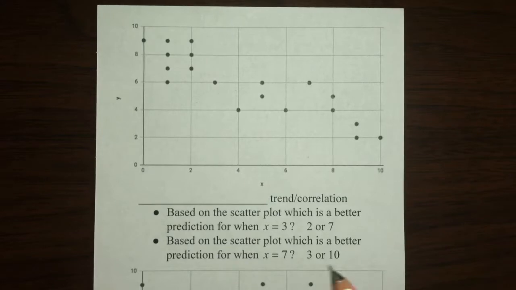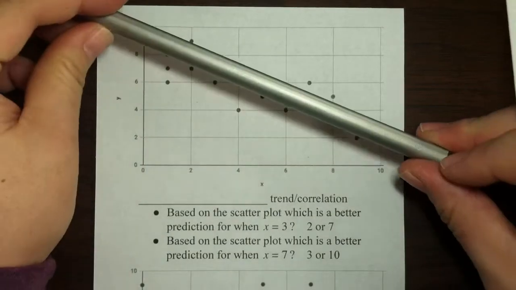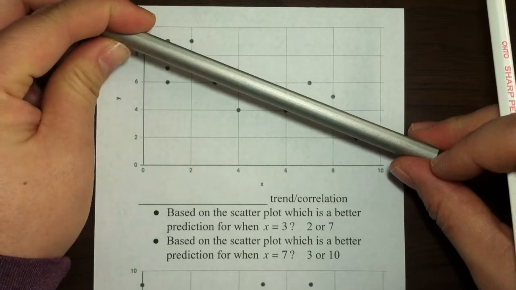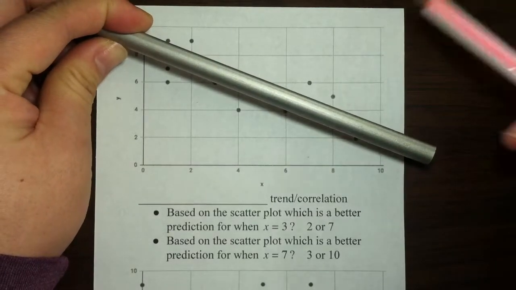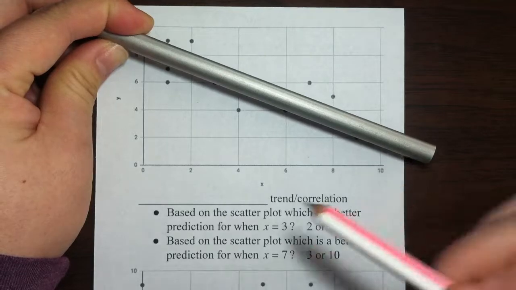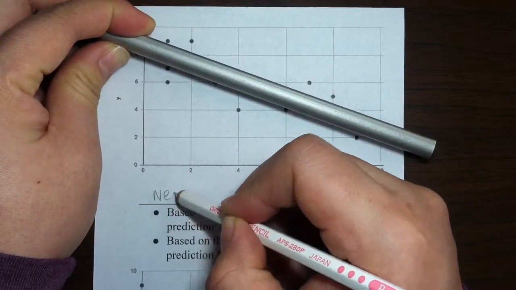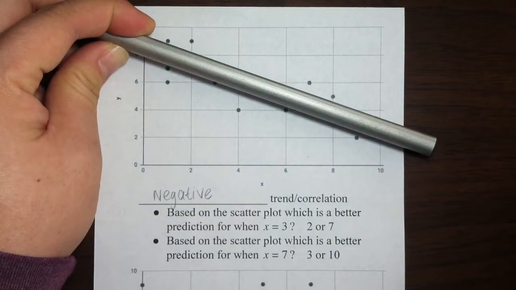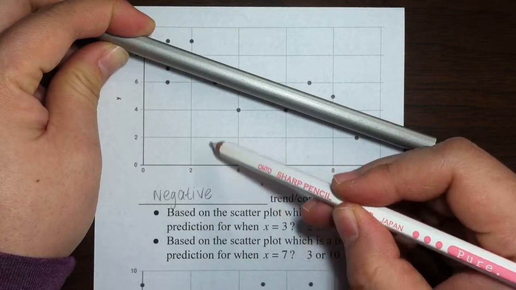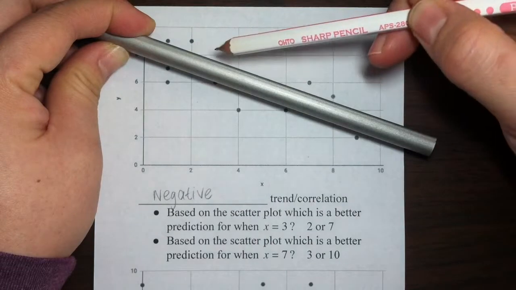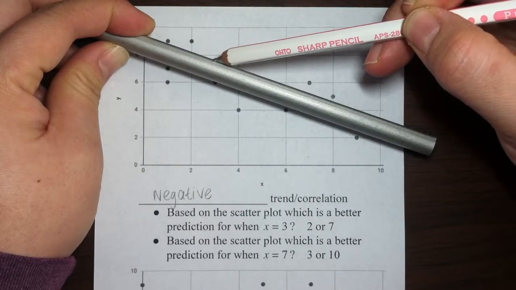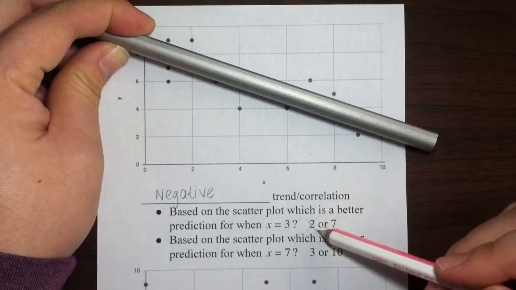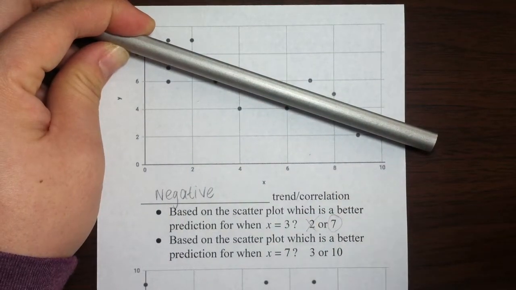This next example, the points are going in a downward pattern, a downward relationship from left to right. So if it goes downward towards the right, it's called a negative trend or a negative correlation. Based on this scatter plot, when x equals 3, I will probably be up here, closer to 7 than down here, not around 2. So I don't want 2, probably 7.